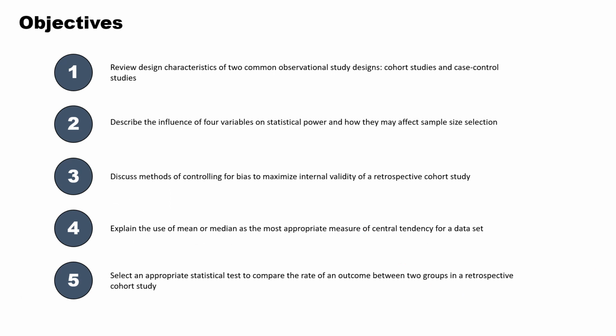During this presentation, you will review design characteristics of two common observational study designs, cohort studies and case control studies. Describe the influence of four variables on statistical power and how they may affect sample size selection. Discuss methods of controlling for bias to maximize internal validity of retrospective cohort study. Explain the use of mean or median as the most appropriate measure of central tendency for a data set. And finally, select an appropriate statistical test to compare the rate of an outcome between two groups in a retrospective cohort study.